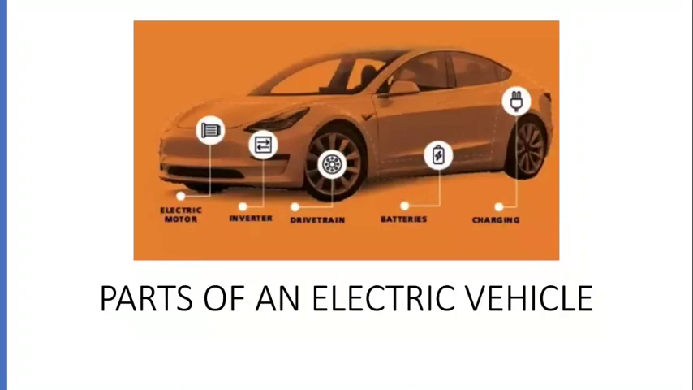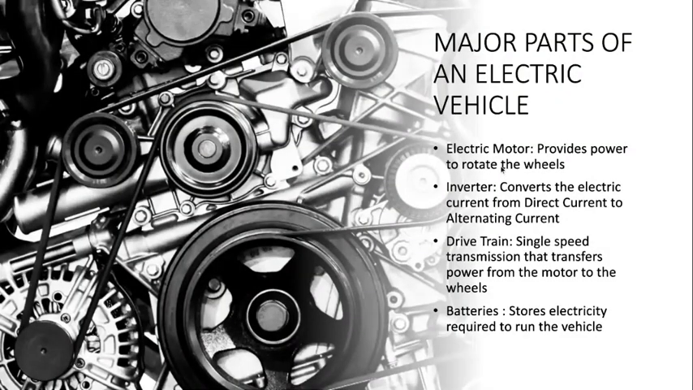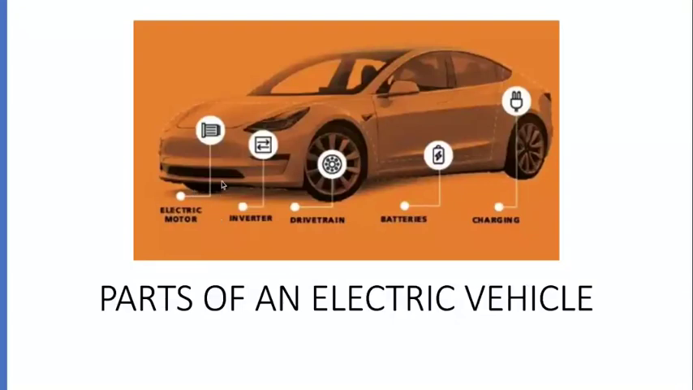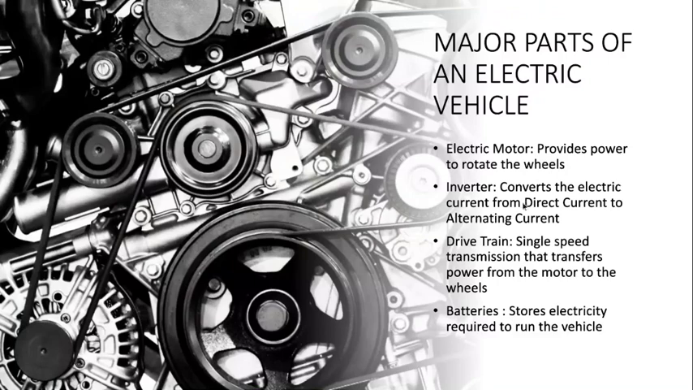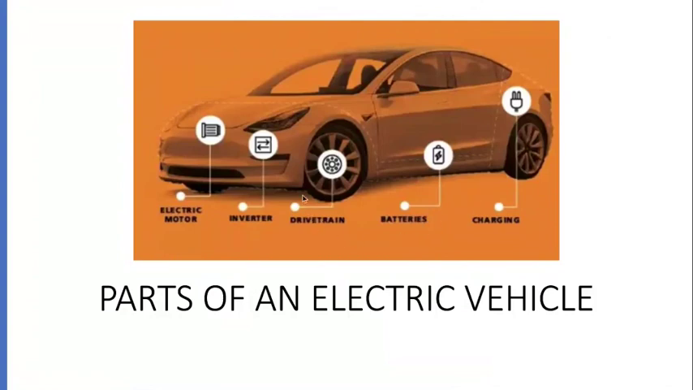This is a Tesla, an electric vehicle, and I just want to show you exactly where each of the parts are located. We talked about the electric motor, and here you can see the electric motor is underneath the front. The inverter that converts electricity from DC to AC is located just underneath here. The drivetrain is located here. The batteries are obviously underneath, and of course this is where the charging spot is.